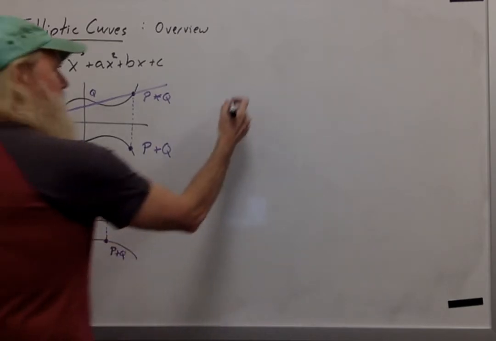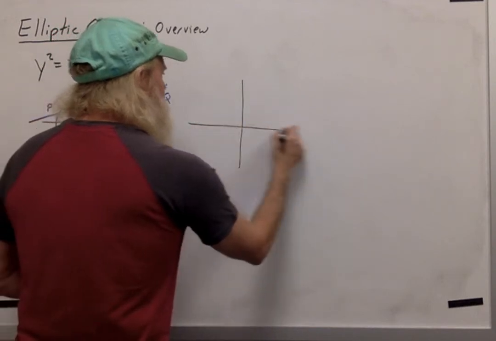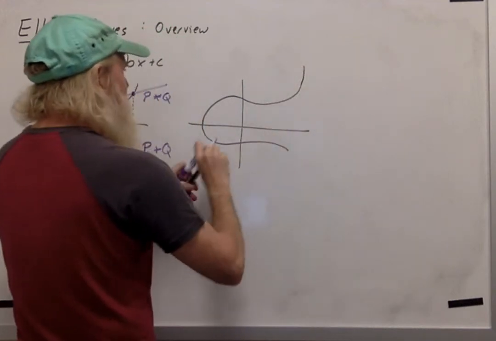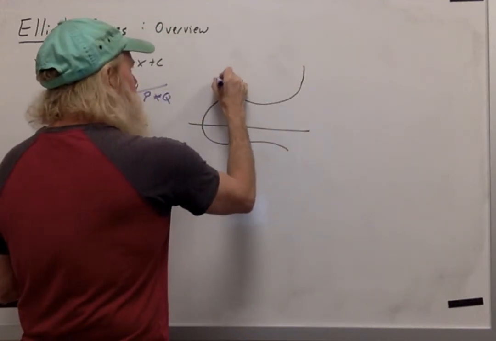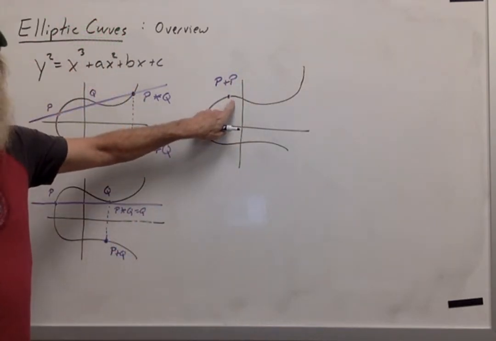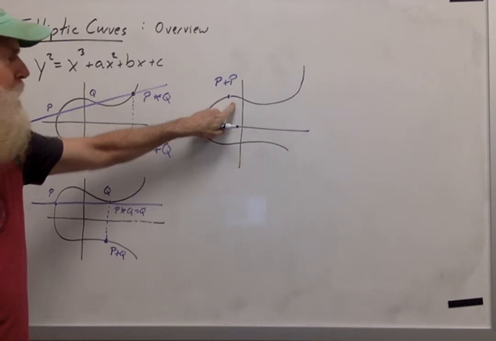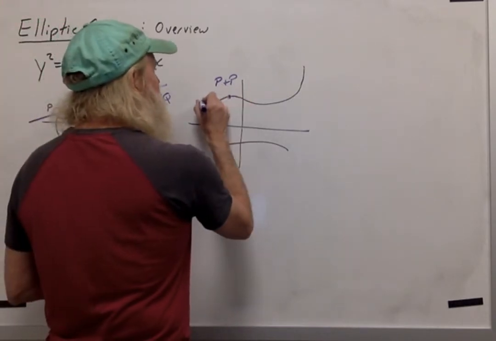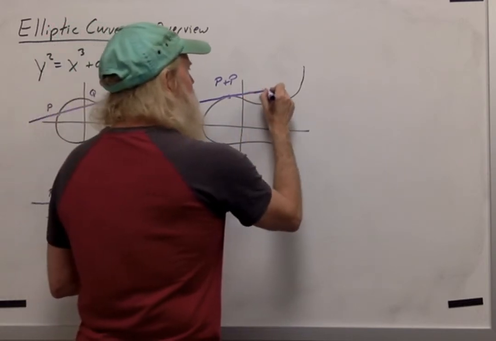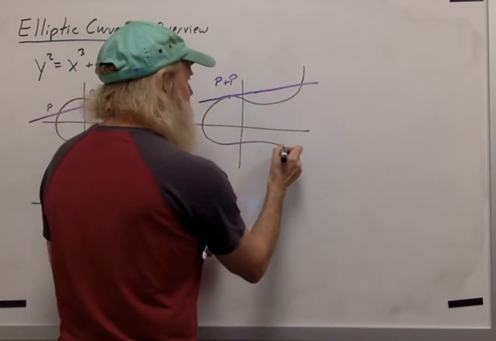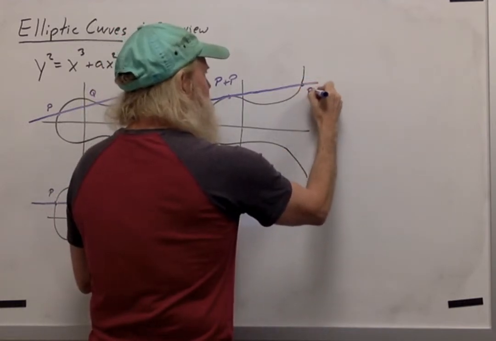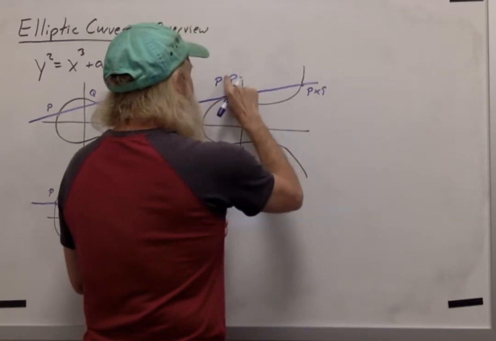Another strange thing that could happen is we might want to add a point to itself. We might want to take P plus P. So that means that I need to draw a line that intersects twice at this point. Well, in that case, if it intersects here twice, then it's a tangent line. So I'll draw the tangent line to the graph, find out where that crosses the curve.